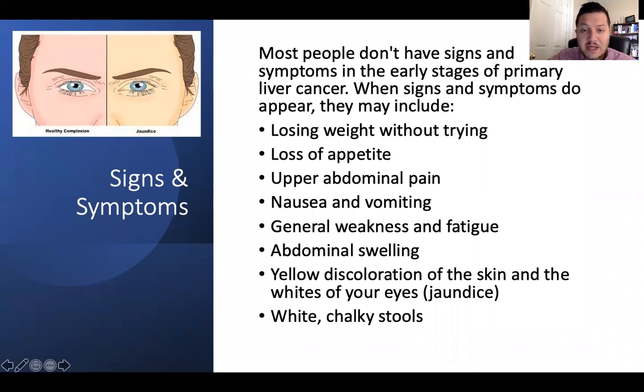There's loss of appetite, upper abdominal pain, nausea and vomiting, white chalky stools, and one of the most common actually is jaundice, which is yellowing of the eyes and the skin due to buildup of bilirubin. And then there's also white chalky stools.